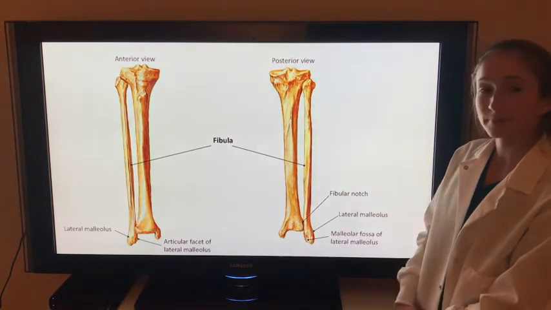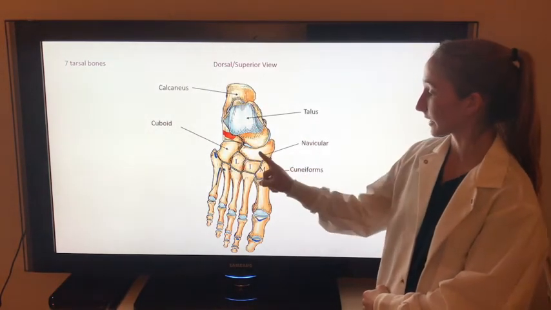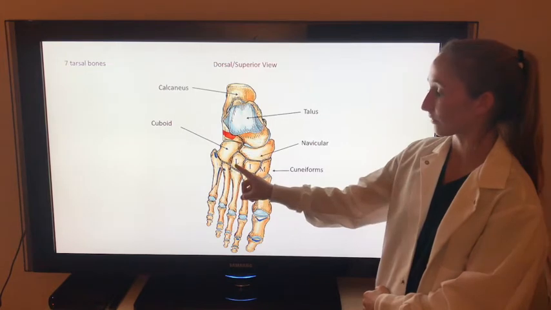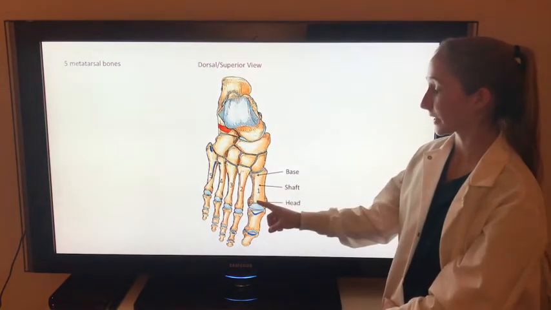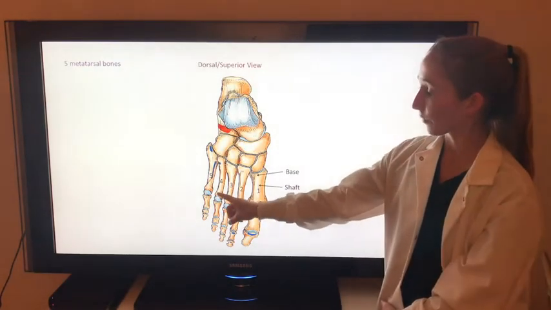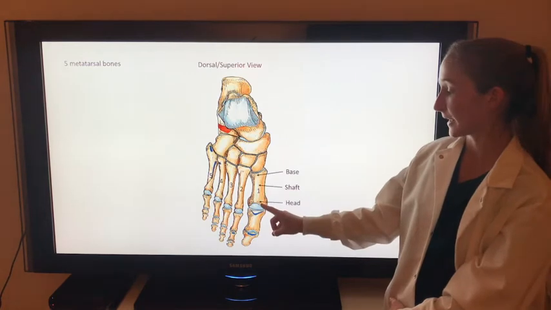fibular notch. There are 7 tarsal bones of the foot: a calcaneus, talus, cuboid, navicular, and a medial, intermediate, and lateral cuneiform. There are 5 metatarsal bones. The first metatarsal is on the big toe, the second, the third, the fourth, and the fifth metatarsal is on the little toe. The base is proximal, and the head is distal.